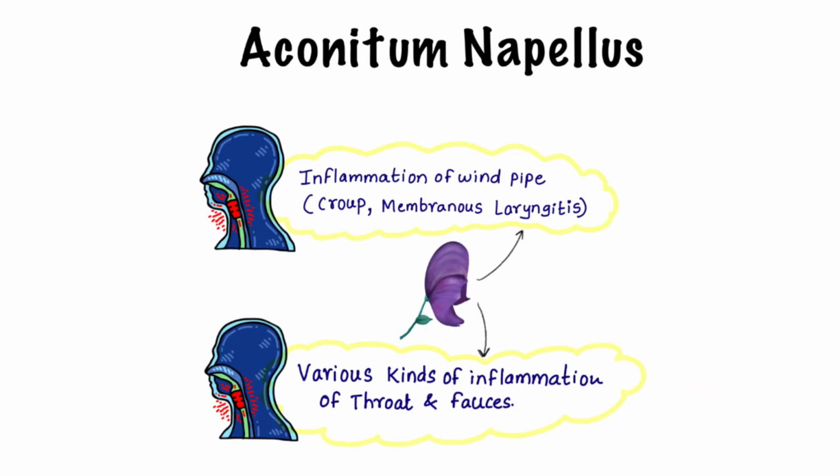Aconitum napellus or aconite works best in a case of inflammation of the windpipe, that is croup and membranous laryngitis. Aconitum napellus works best in various kinds of inflammation of the throat and fauces. So when we read Materia Medica Pura and when we read the introduction part of the drug, you will find names of many diseases. It doesn't mean that we are supposed to prescribe this medication for those diseases. Proper case taking, a totality of symptoms, and proper analysis is required for every given case.